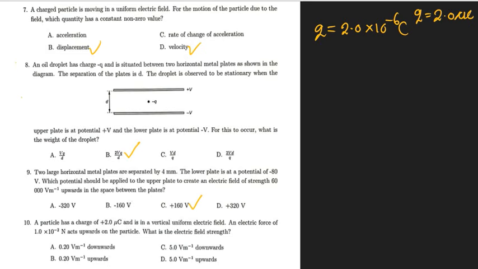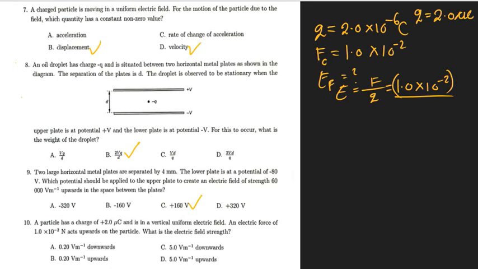They're saying it is in a vertical uniform electric field. You've got the electric force, which is the Coulomb's force, of 1.0 multiplied by 10 to the power negative 2, acting upward. What is the electric field? They want us to calculate the electric field. We know that the electric field is simply the force over the charge. Let's see if we're going to get anything beautiful after doing this.